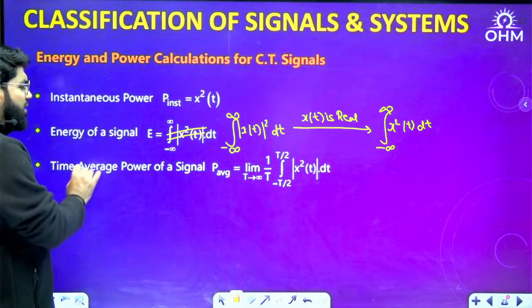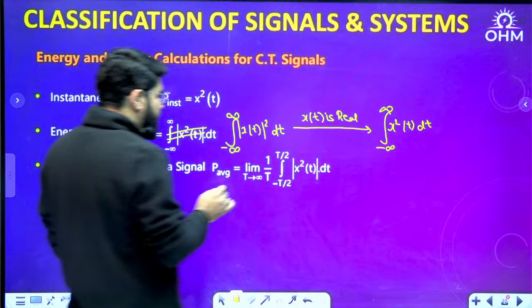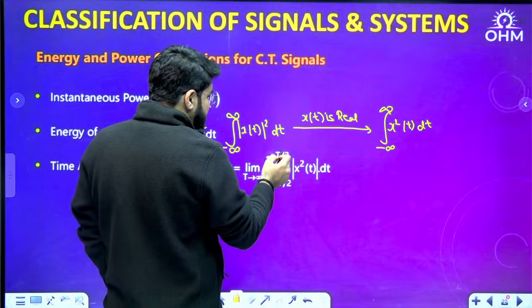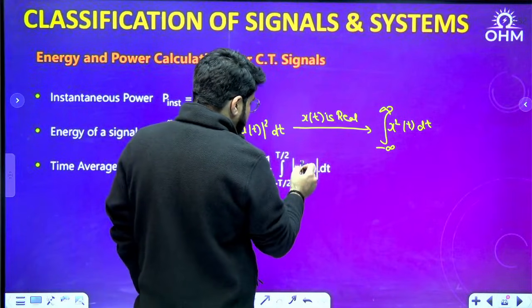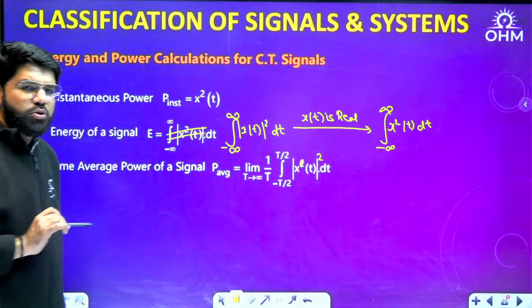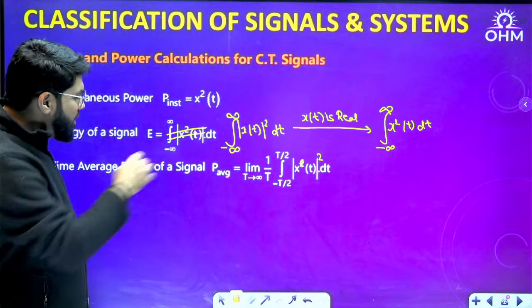Now the average power, also known as the time average power of the signal, is generally defined by the limit T tending to infinity of 1 upon T integral from minus T by 2 to T by 2 of modulus x(t) whole square dt. Where, if the signal is periodic, I'll give you another version of this formula.